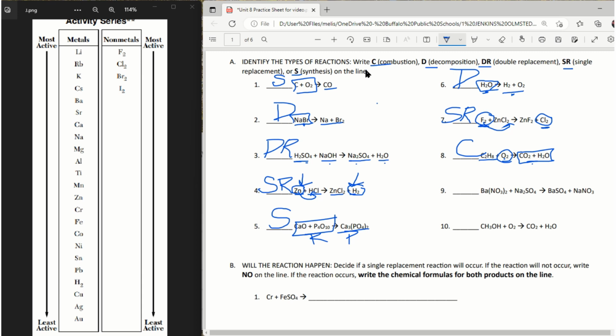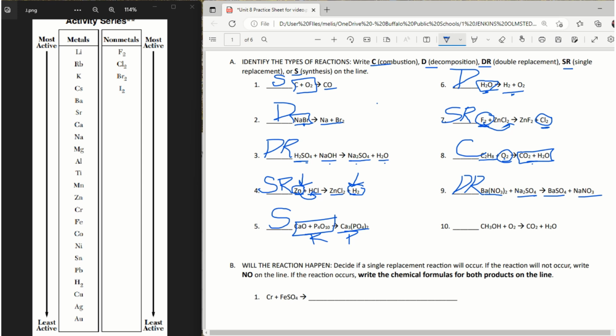What do we have here? Well, this is a complicated looking one. Ready? Compound, compound, compound, compound. When everything is a compound, right, we have double replacement. Because what happened is these swapped places, Ba and Na swapped places.